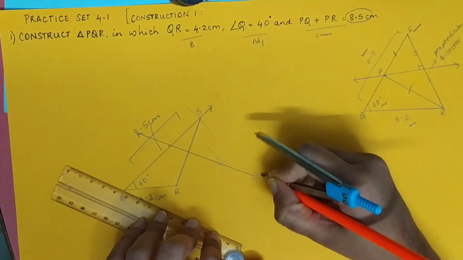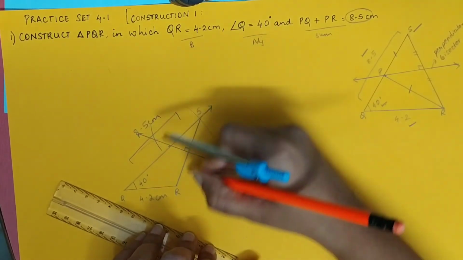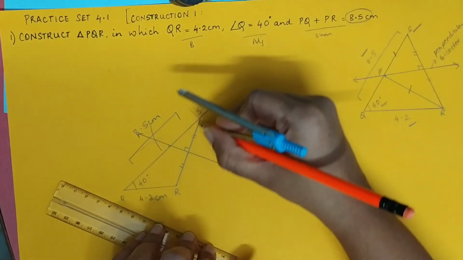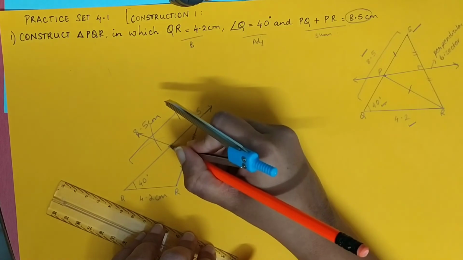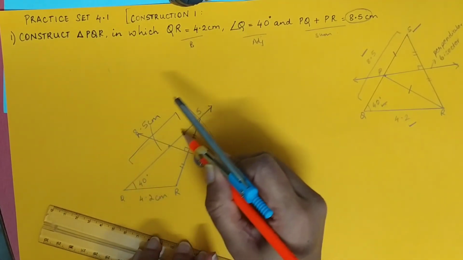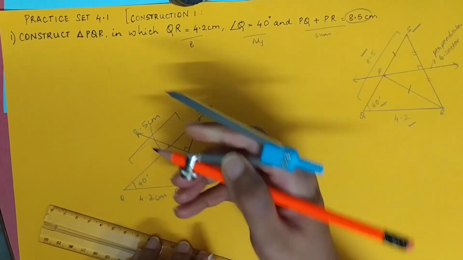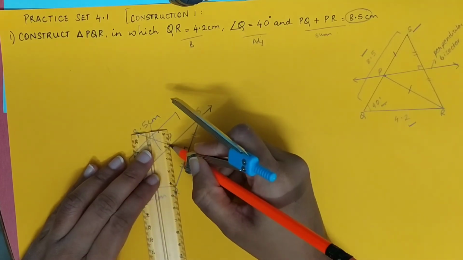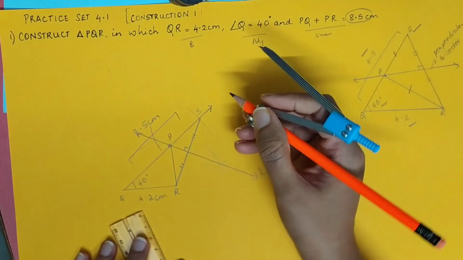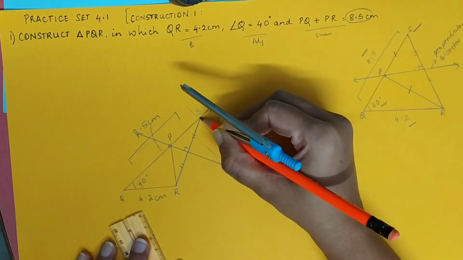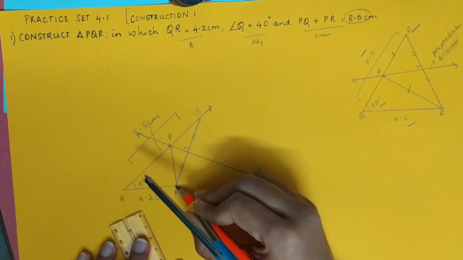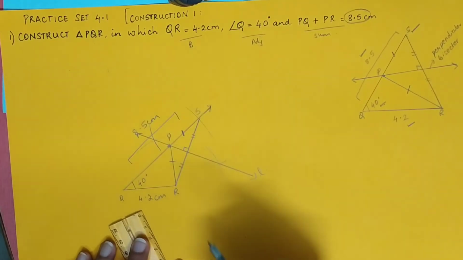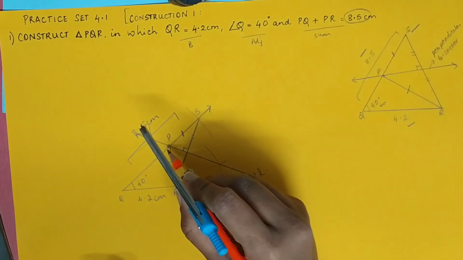Now this particular line L is the perpendicular bisector of segment RS, dividing segment RS into two equal parts. Where this perpendicular bisector intersects the ray QS, that particular point is point P, and I'm going to join PR. Point P is equidistant from point S. Point P is also equidistant from point R. The length PS is equal to PR. And now I have got my required triangle PQR.